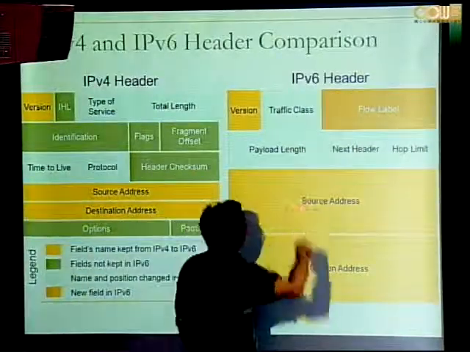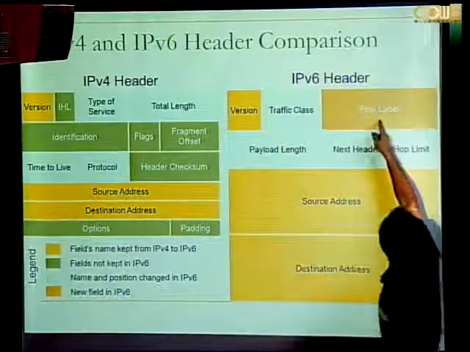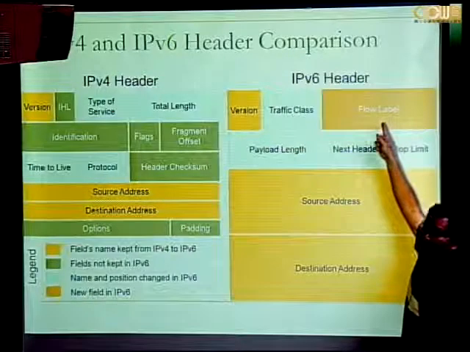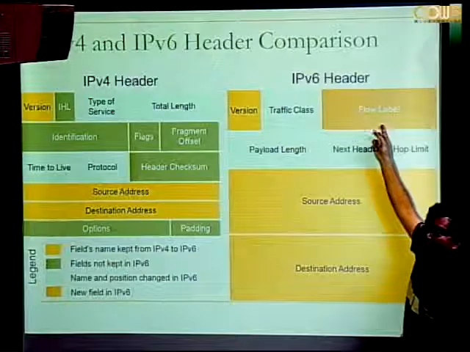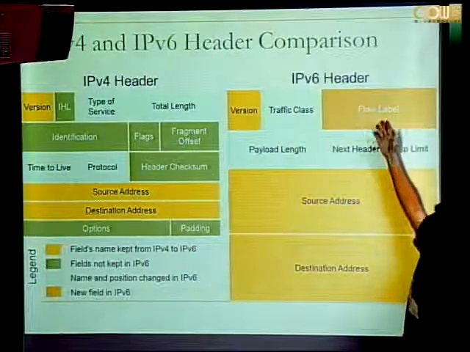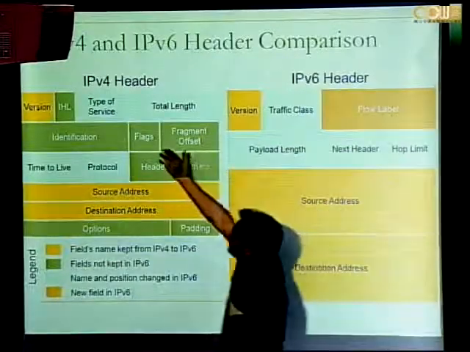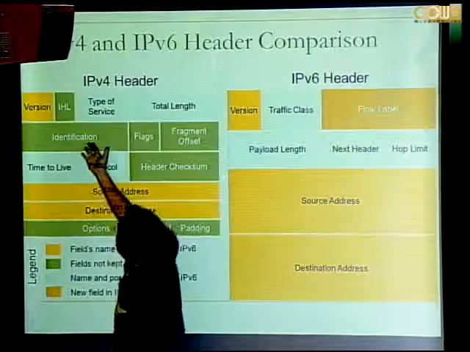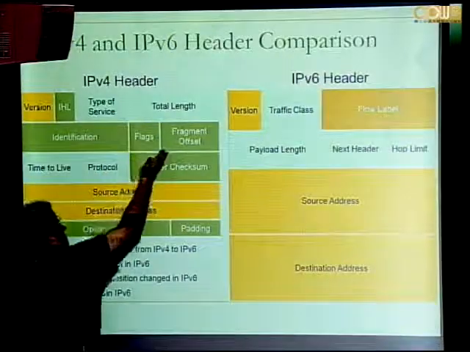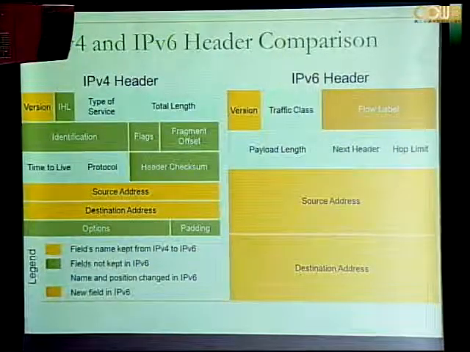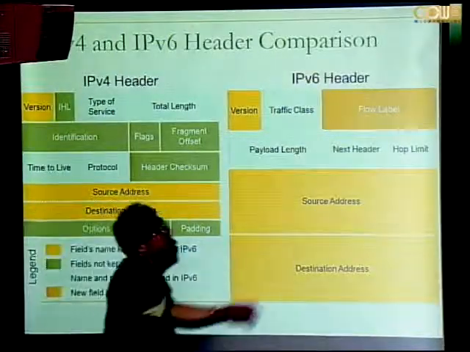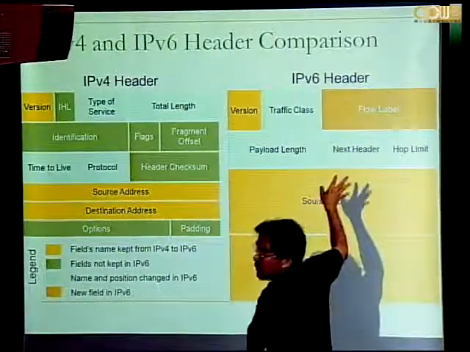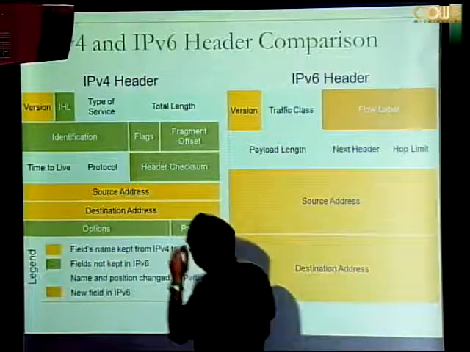So no identification here. But I have an extra field here called flow label. For each flow, I have a label. Packets within the same flow all get the same label. If a flow has 100 packets, they get the same flow label. But here, if a flow has 100 packets, each packet will have an identifier. But this is not necessary. If I don't do fragmentation, I don't need an identifier. So this is gone. But I have an extra field here to identify a flow, not to identify a packet. Okay.